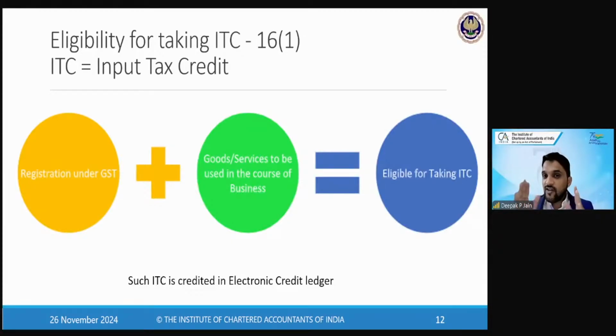People who have said not eligible, please consider that goods or services which are used in the course of business, it's not necessary you should use it today itself. You can use it in any of the subsequent months. If you can use it, and these two conditions are satisfied, then you are eligible to take the credit. Clear here?